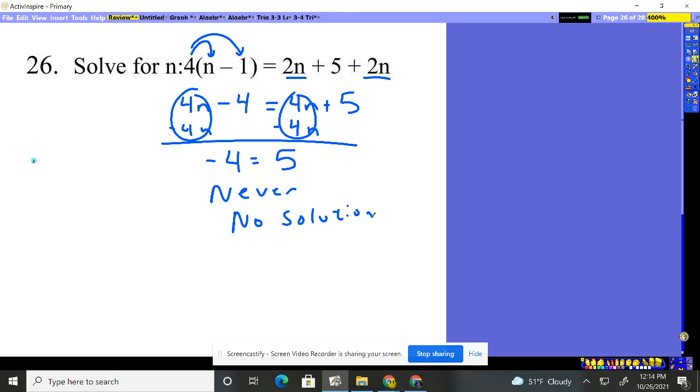This is one of those special situations where either nobody works or everybody works. If you end up with a false statement like this, nobody works. If you end up with a true statement like 5 equals 5, that always is true. That means everybody would work. So problem 26 is either going to be nobody works, no solution, something false like this, or something's true, and that means infinite number of solutions. Everybody works.